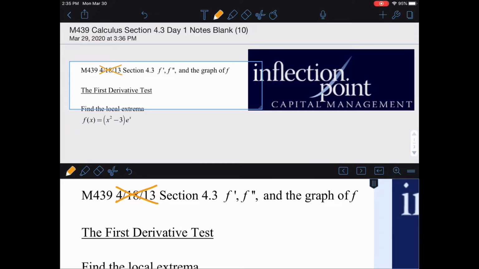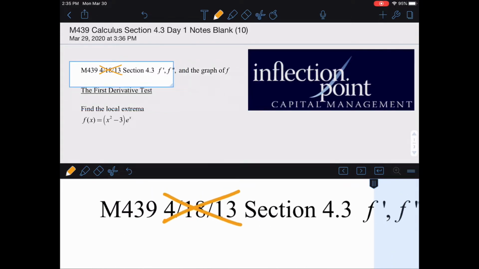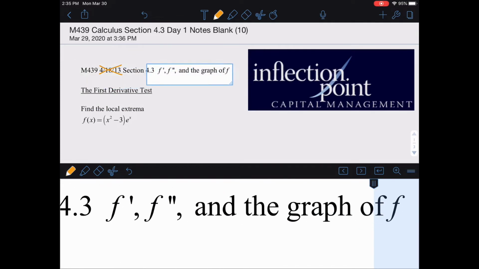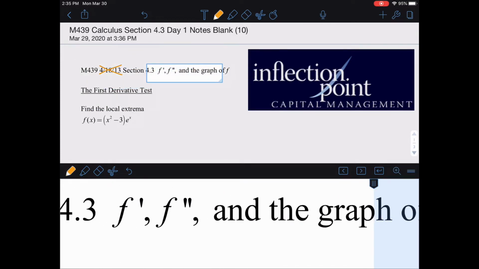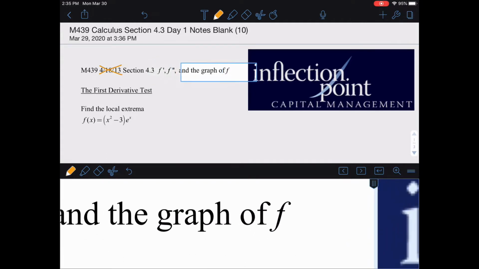All right, ladies and gentlemen, welcome back to section 4.3, day 1. We are talking about a very fun topic today, which is f prime, f double prime, and how these things relate back to the graph of a function f.